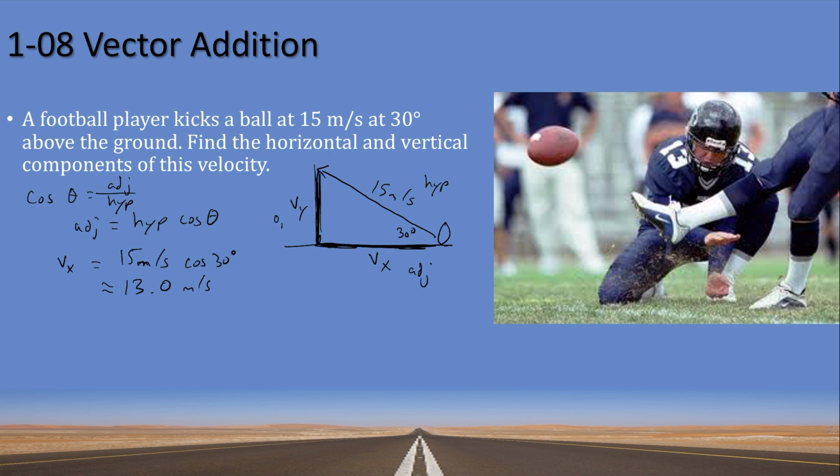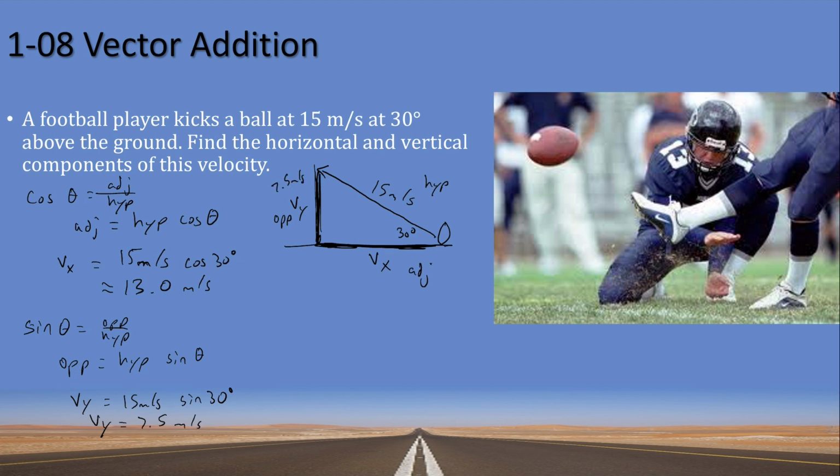For the y, it is the opposite side, and I know the hypotenuse, so opposite over hypotenuse would be sine. Again, notice if I multiply both sides by the hypotenuse, I get the opposite as hypotenuse times sine of the angle. So the opposite was Vy, the hypotenuse is 15 meters per second, the angle is 30. So Vy is 7.5 meters per second.